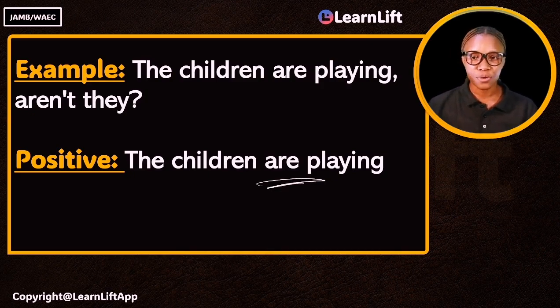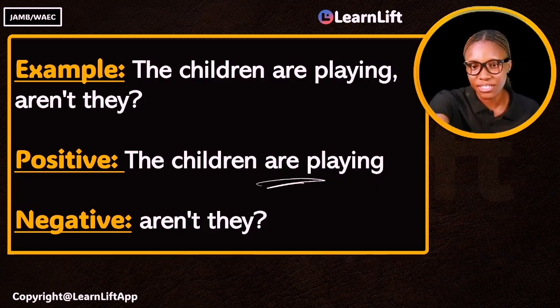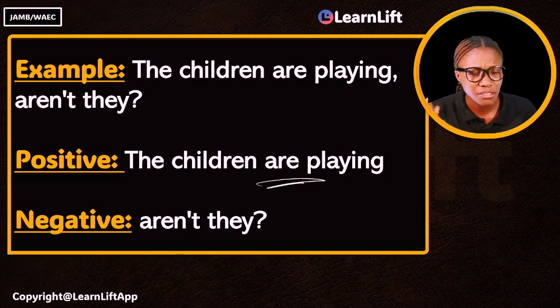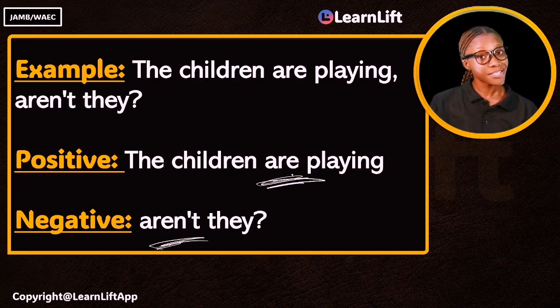And then what would be the question tag here? The question tag here is aren't they? So now this rule states once there's a positive statement like we've seen, the children are playing, the question tag following it should be negative. And that's why we have aren't they? Now we can see that the aren't, the auxiliary verb being used here, corresponds with the auxiliary verb being used in the positive statement.